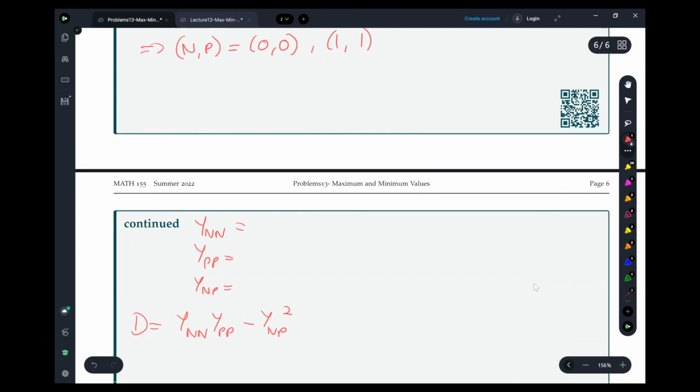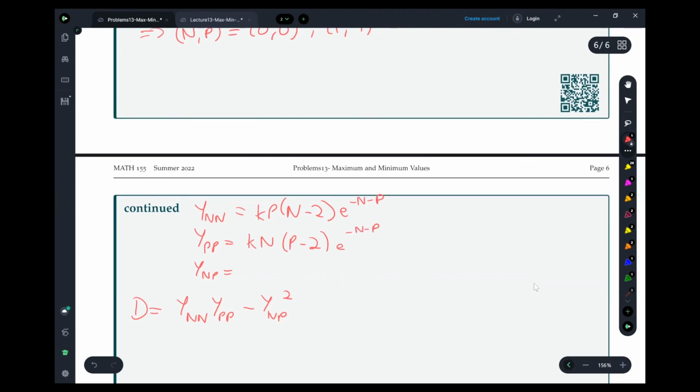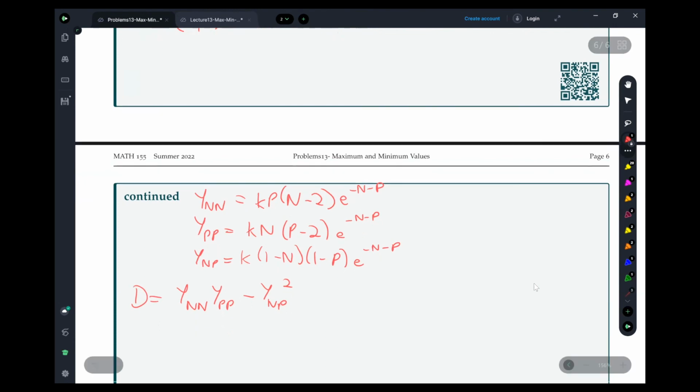So y sub nn turns out to be kp times n minus 2 times e to the minus n minus p. And we have kn times p minus 2 times e to the minus n minus p. It's nice that things are symmetric here. And then y sub np is k times 1 minus n, 1 minus p, e to the minus n minus p.